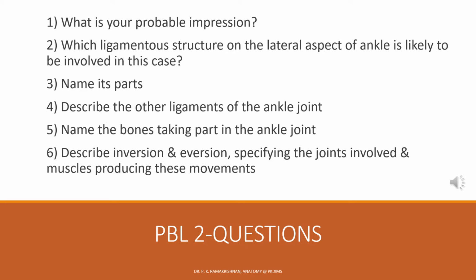And once you have identified this structure, you have to name its parts. Question number 4, you have to describe the other ligaments of the ankle joint. Question number 5, you have to name the bones taking part in the ankle joint. You also try to study the type and the articular surfaces of the ankle joint. And finally, you have to describe the movements of inversion and eversion, specifying the joints involved and also the muscles producing these movements.